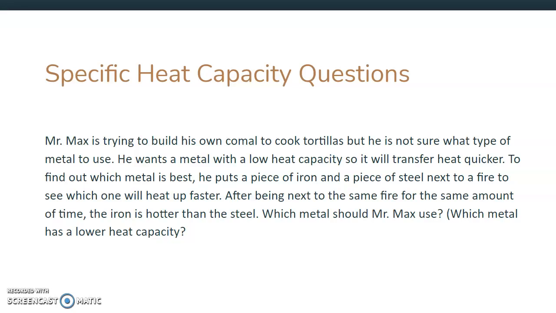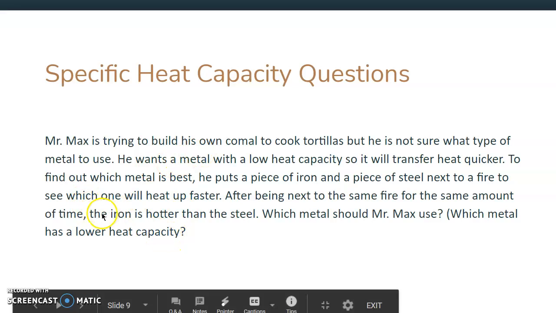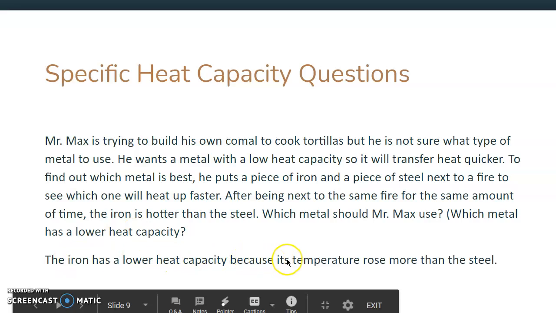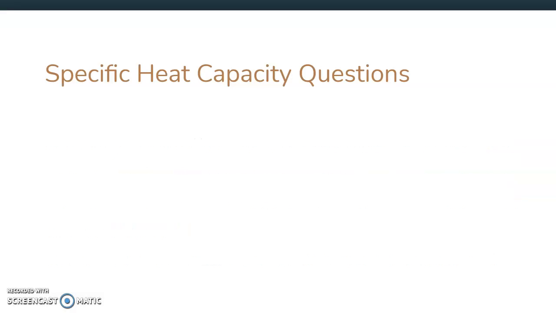So I'm also asking which metal has a lower heat capacity. Because one heats up quicker, I want the one that heats up quicker, which has a lower heat capacity. Always think, when we have high heat capacity, we're talking about water, and water takes forever to warm up, but we want something that warms up fast. So the one that has a higher temperature will have a lower heat capacity. This says the iron is hotter than the steel, so if I want it to cook my tortillas better, I want the iron. The iron has a lower heat capacity because its temperature rose more than the steel. So I should use that one for my tortillas.